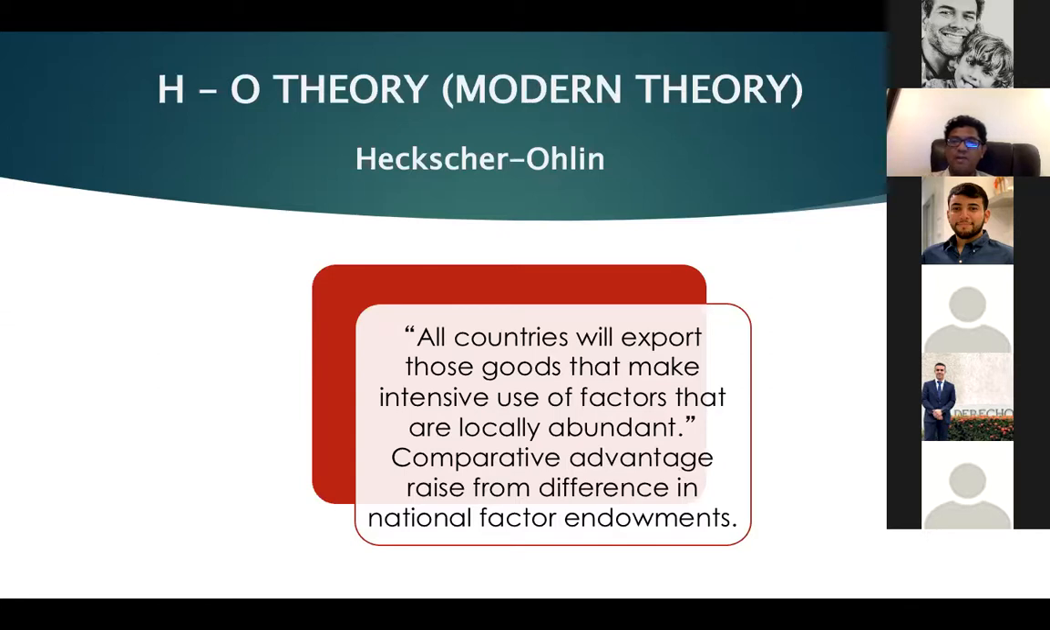So when capital is abundant, it becomes cheaper, but as a result, prices of those kinds of things go up. So you see those kinds of differences. According to this theory, comparative advantage comes from advantages in national factor endowments, and it makes sense to use the factors that are locally abundant. This is what the Heckscher-Ohlin theory talks about, the modern theory.